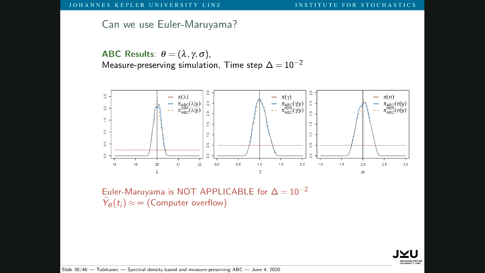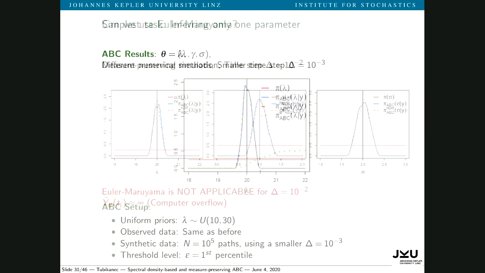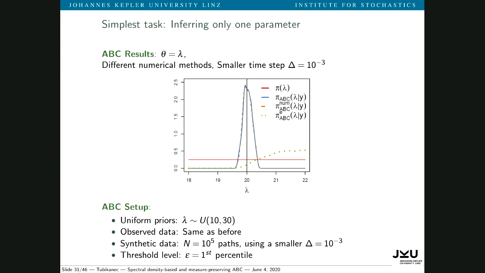So in order to obtain a comparison with Euler-Maruyama, we have to use an even smaller time step, and we also get back to the simplest task of only inferring one parameter. So we now consider time step delta equal to 10 to the power of -3. In this case, Euler-Maruyama does not yield computer overflows for this model, but we see that it's still not able to reconstruct the desired posterior. You can see this by the dotted line.